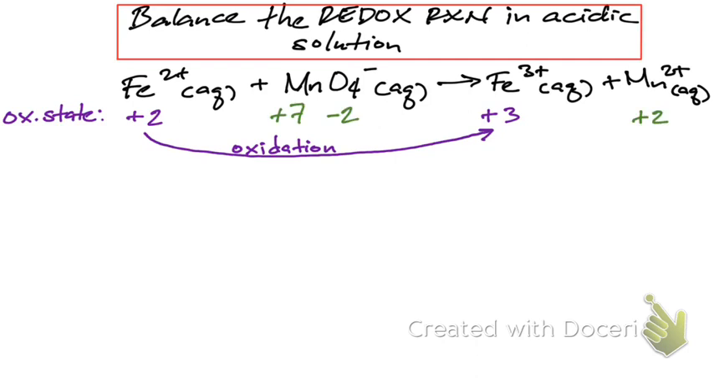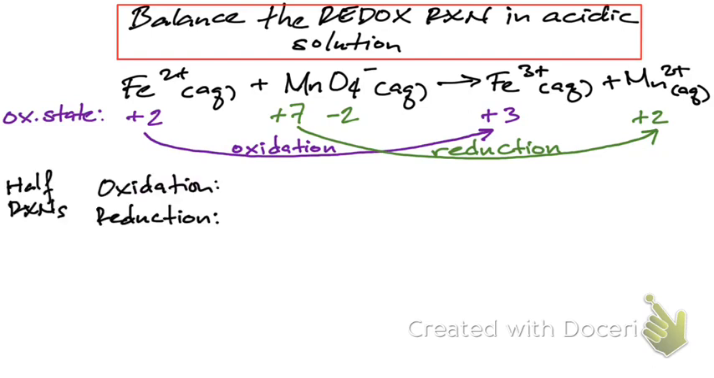All right, and then you look at the manganese ion on the right-hand side. It basically matches the charge, which is +2. And so from +7 to +2, that's a decrease in oxidation number, and so we have our reduction reaction. So once you've determined the oxidation from the reduction reaction, we can now split the reaction into half reactions.